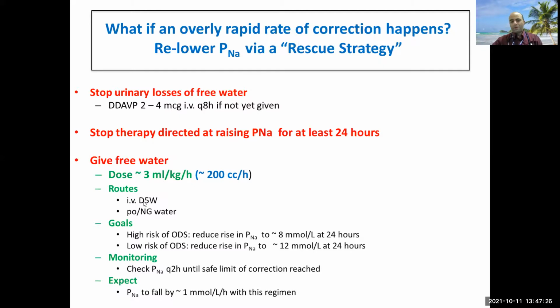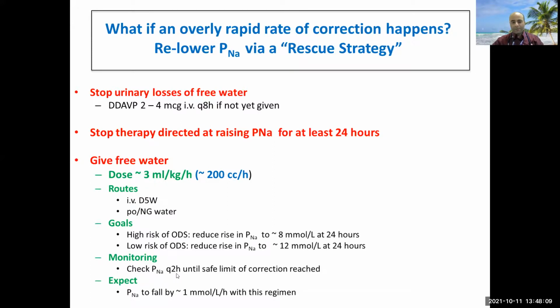What are our goals? High risk of ODS: reduce sodium to around 8 millimole per liter at 24 hours. Low risk: reduce sodium 12 millimole per 24 hours. Please keep in mind, with a patient at high risk of osmotic demyelination, keep this to the maximum. If it's 6 it is okay, if it's 5 it is okay, if it's 8 it is a little bit okay, but if urine output with this 8 reaches more than 200, you should lock your patient, especially a high risk patient. And if you have a low risk patient, maximum 10 per 24 hours.